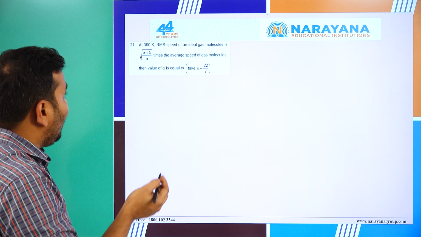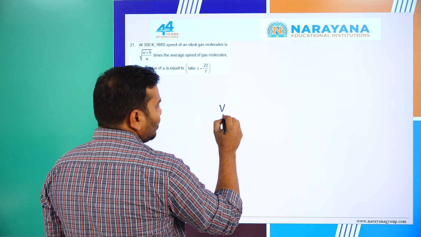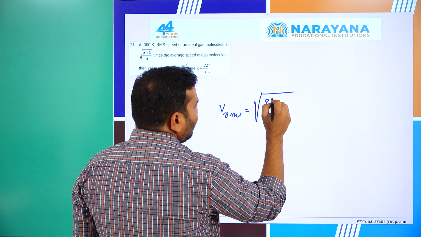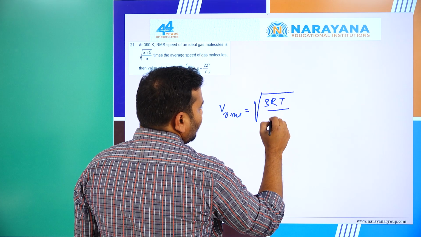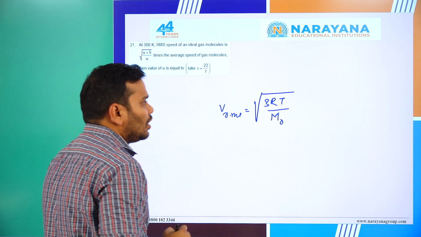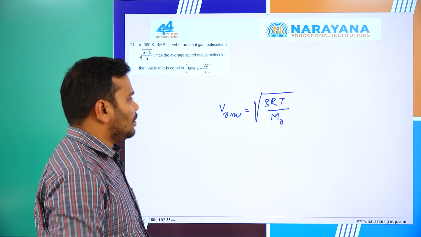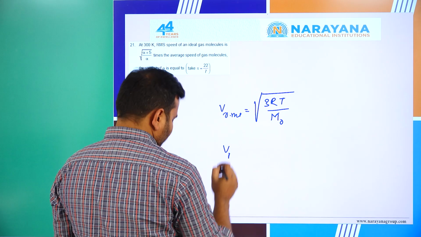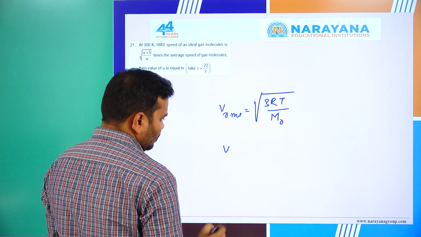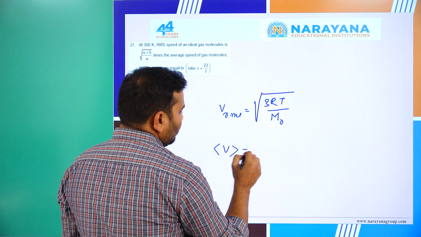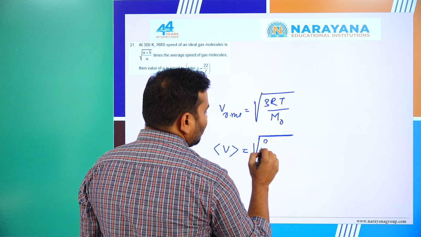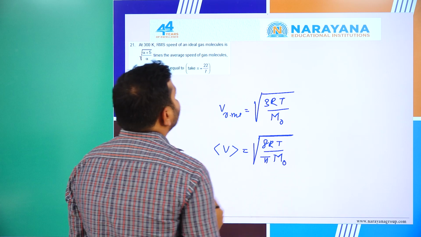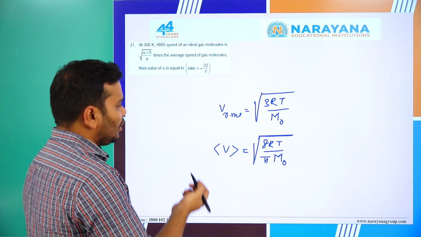Now, the RMS speed you will write as V RMS is equal to root over 3 RT by m naught, where m naught is the molar mass and T is the temperature of the gas in Kelvin. This is the RMS speed. And the average speed you will get as root over 8 RT by pi m naught. At the same temperature only, you have to take the ratio here.